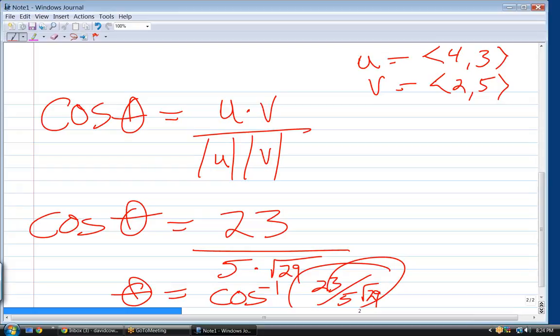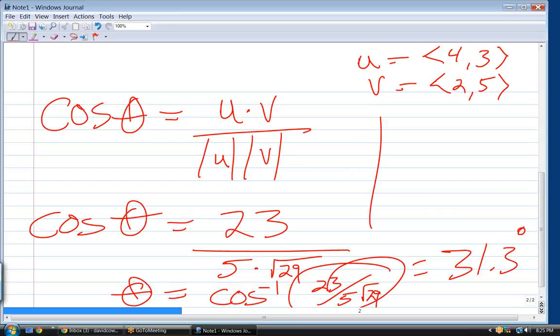So what is that? 0.85. In degrees? Yep. Oh, wait, I didn't do the inverse cosine. Okay. So you want the inverse cosine of 0.85. Okay, so that's 31.3. So that's the angle between the two vectors.